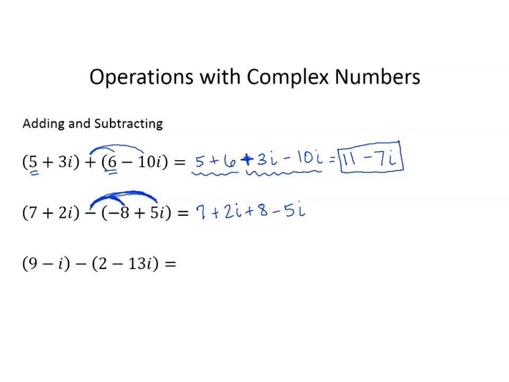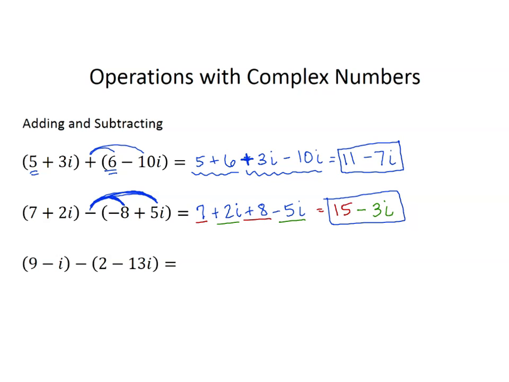Then we combine our like terms. We have a positive 7 and a positive 8 will give us 15. And then with our i terms, a positive 2i and a negative 5i will give us negative 3i. And that's it, because since they are not like terms, we can't combine any farther. So that's our answer, 15 minus 3i.